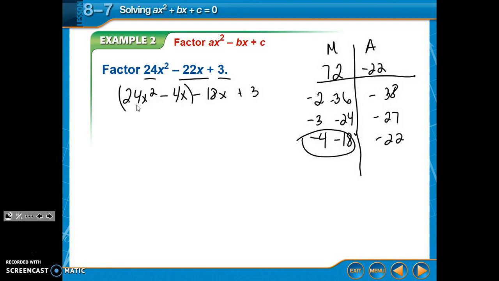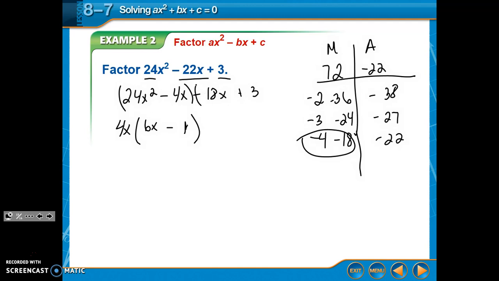Okay, so looking at the first two, I have 4x that I can pull out, and I'm left with 6x minus 1. Okay, and then I look at the next one. I want to get 6x here, and then minus 1.